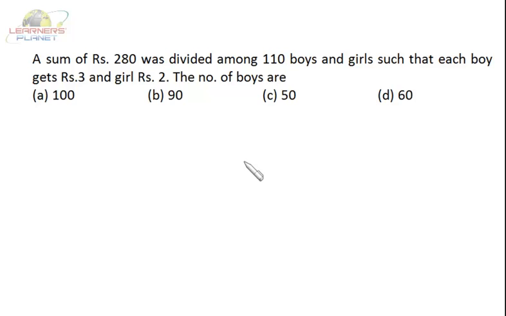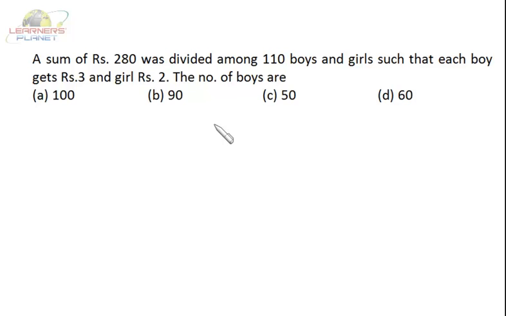Now let's see this question. Friends, I'm sure you can do this problem on your own, so just try and match your answer with mine. A sum of rupees 280 was divided among 110 boys and girls such that each boy gets rupees 3 and girl gets rupees 2. We have to find out the number of boys.